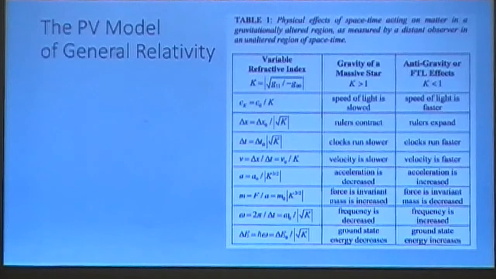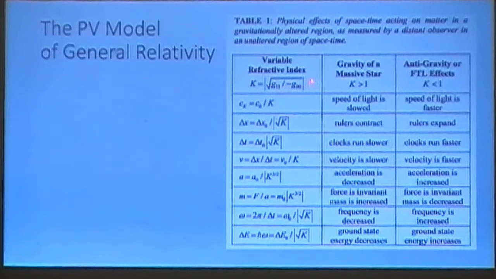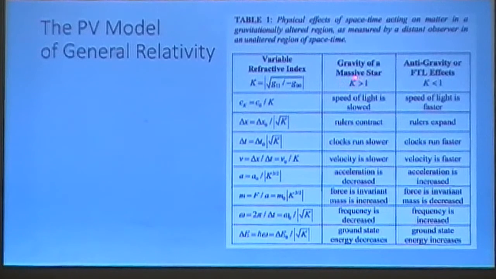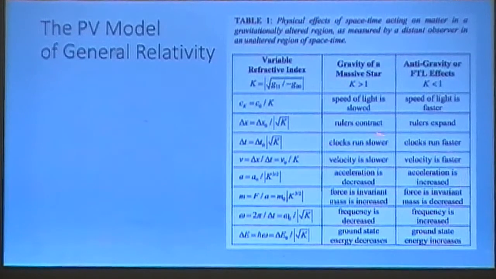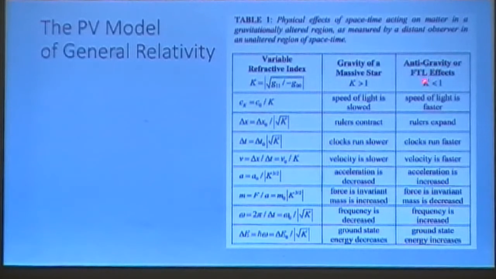In the PV model, there are different effects, and you've got your refractive index. For a gravitational field, K is always greater than 1. And where there are no gravitational fields, K is equal to 1. In an inertial reference frame, far from any matter, K is equal to 1. If K is less than 1, you get anti-gravity and faster than light effects.